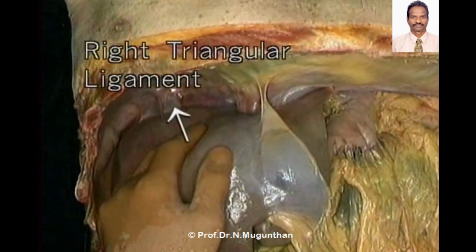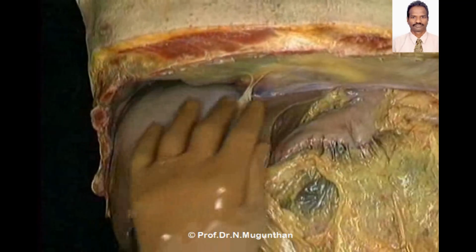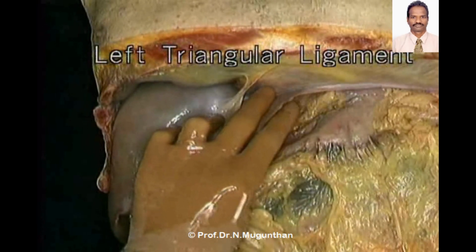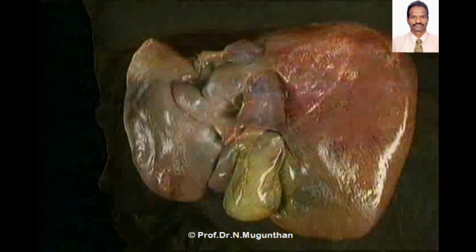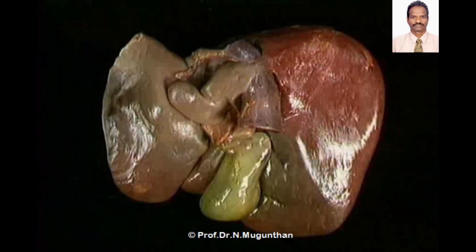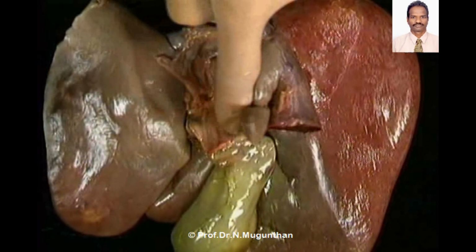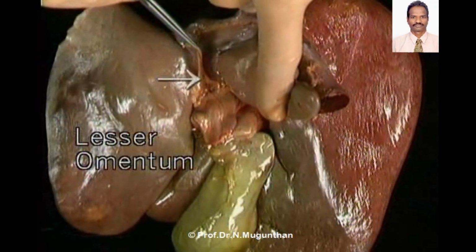This is the parietal peritoneum getting reflected from the diaphragm to the liver, forming the right triangular ligament, and on the left side the left triangular ligament. It is nothing but the parietal peritoneum being reflected from the diaphragm to the liver in a triangle shape. So that ligament is the coronary ligament.